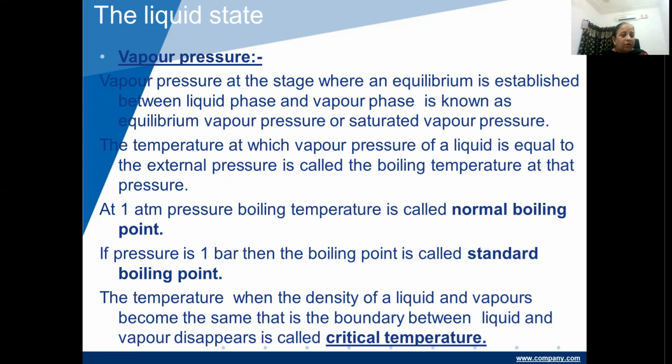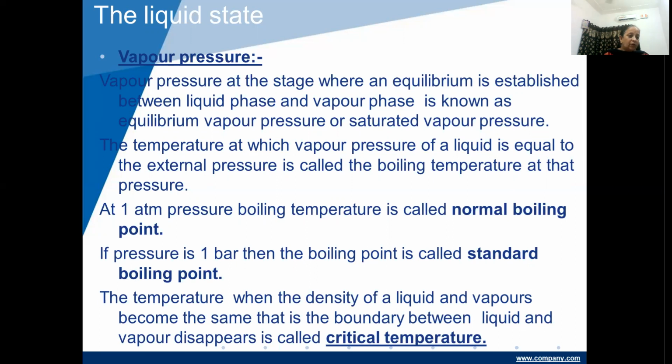So slowly the rate of condensation also increases. Now when the rate of evaporation becomes equal to the rate of condensation, a stage is reached which is known as the equilibrium stage. At the equilibrium stage, the number of molecules going into the vapor phase is equal to the number of molecules going back from the vapor phase to the liquid. At this stage, the pressure exerted by the vapors on the surface of the liquid becomes constant. This pressure is known as vapor pressure. So we can define vapor pressure as the pressure exerted by the vapors on the surface of the liquid in the equilibrium stage.